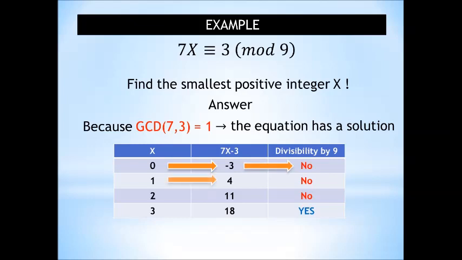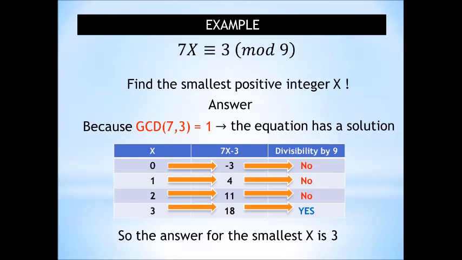Next, x equals 1, and the value of 7x minus 3 is 4. But 4 cannot be divided by 9. Next, for x equals 2, the value of 7x minus 3 is 11, and 11 cannot be divided by 9. Next, if we put x equals 3, it gives 18. 18 can be divided by 9. So the solution here is 3.